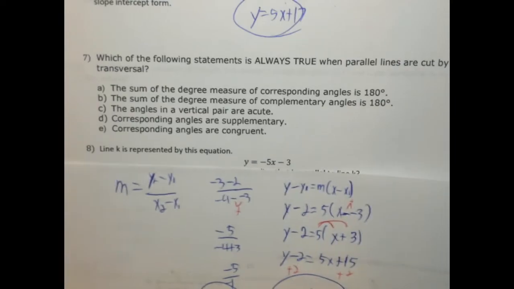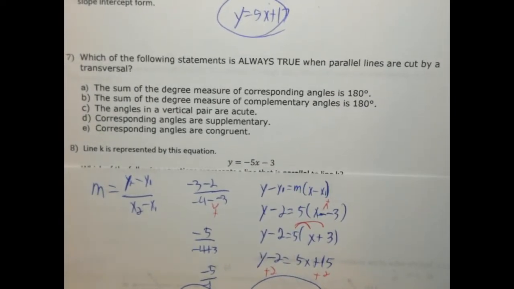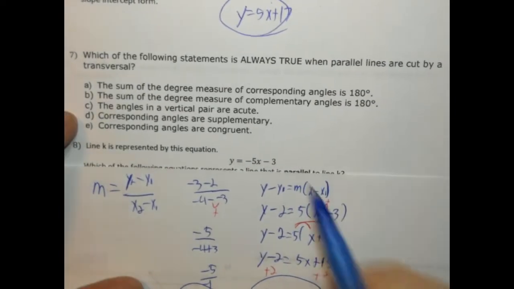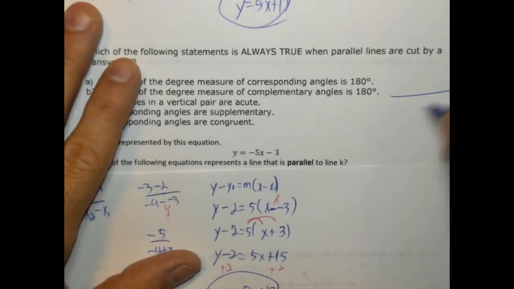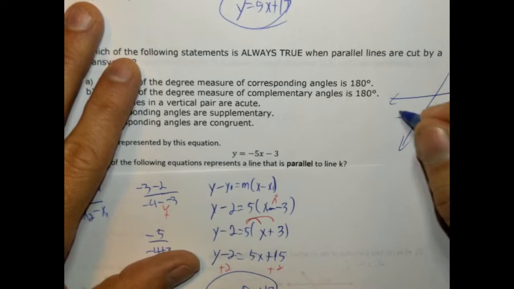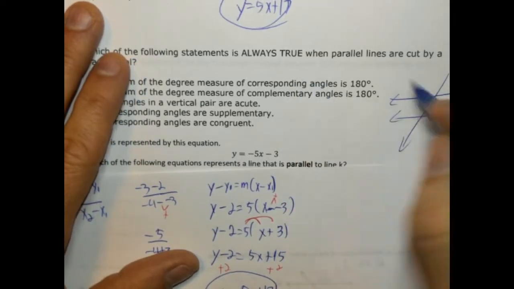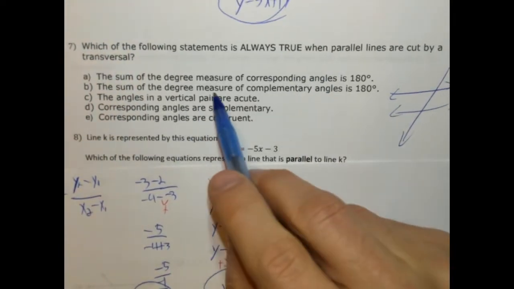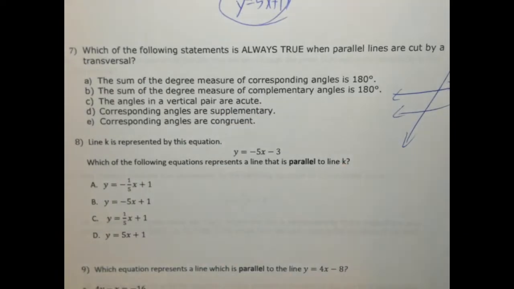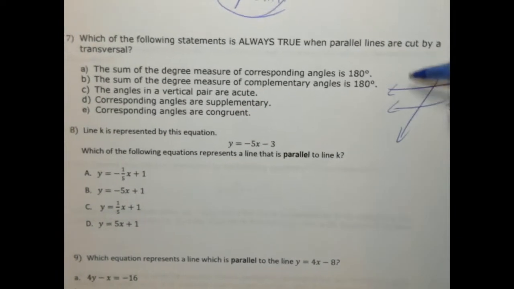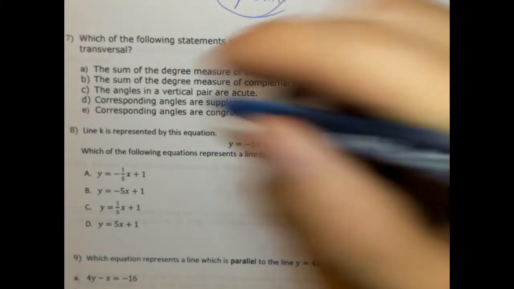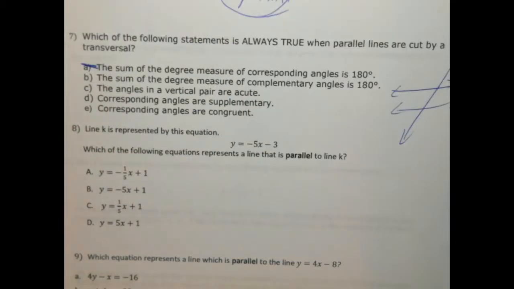Which of the following statements is always true when parallel lines are cut by a transversal? Okay, so let's just draw that, just so we can kind of have a visual, right? So these are parallel, it says. The sum of the degree measure of corresponding angles is 180. So when you add two corresponding angles together, it has to equal 180. That's not necessarily the case.